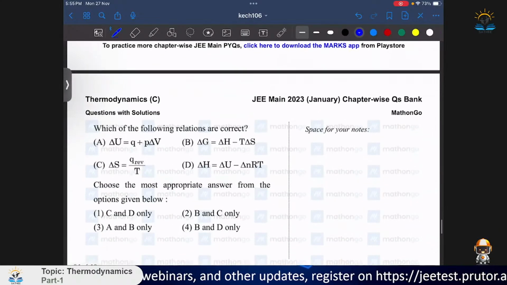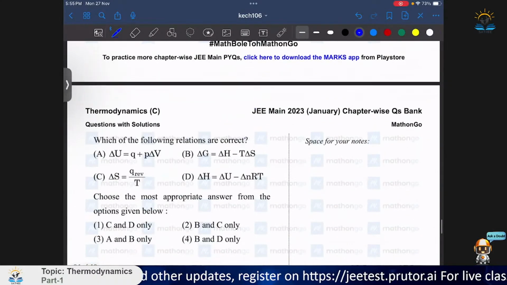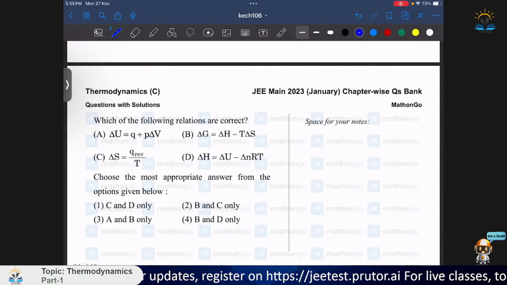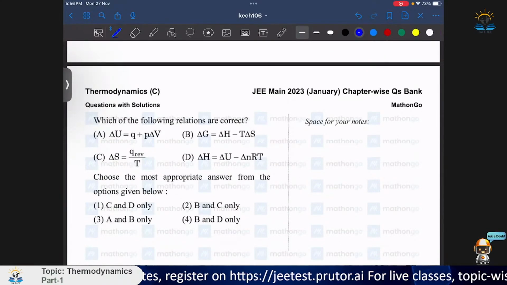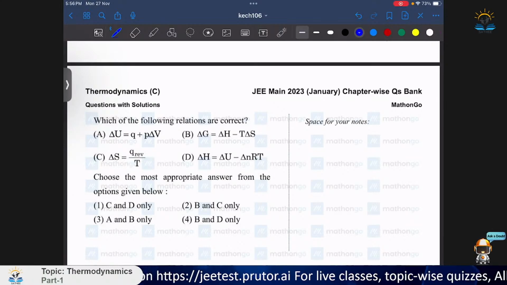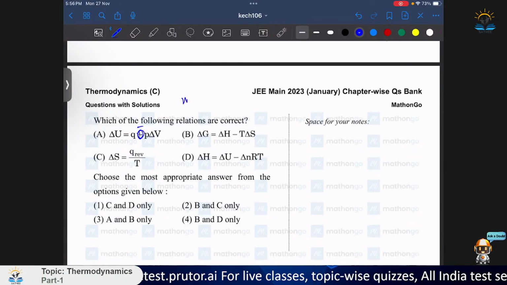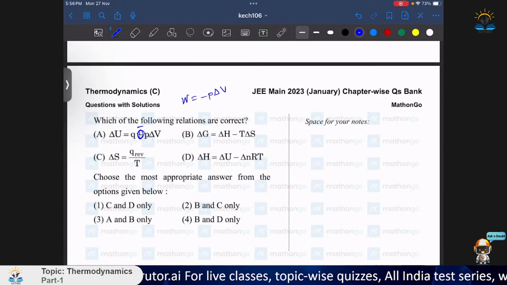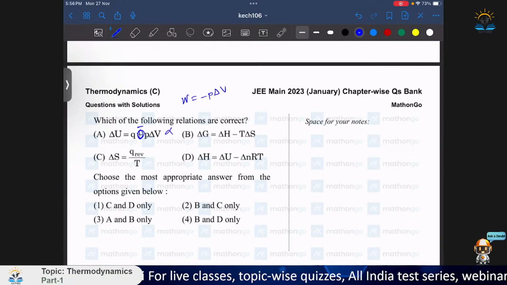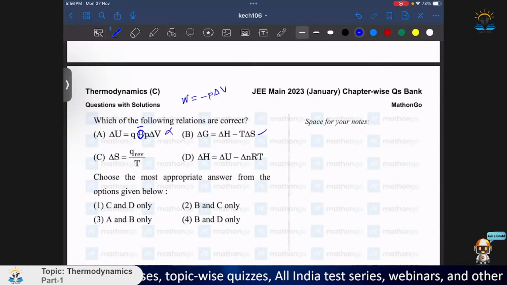Next, which of the following relations are correct? Actually, some of these we have not yet studied, but we'll still try. First says delta U is equal to Q plus P delta V. Do you think it is correct? It should be minus, right? Because work done is equal to minus P delta V. So this is incorrect. Delta G is equal to delta H minus T delta S. I'll tell you, this is correct.